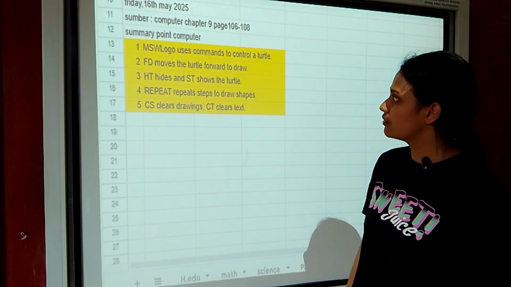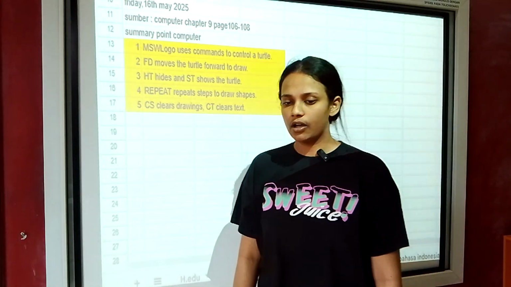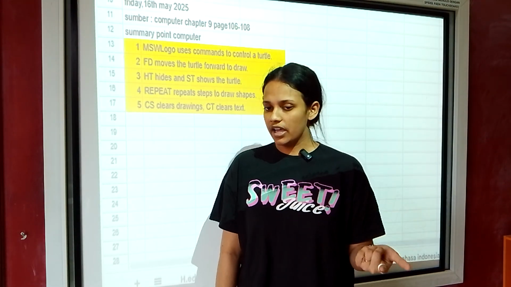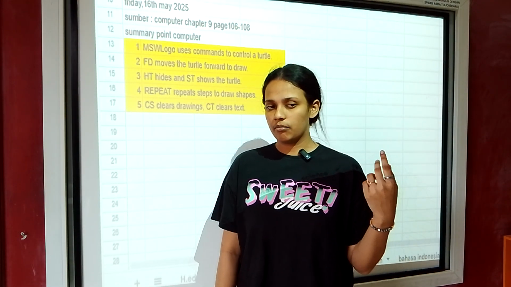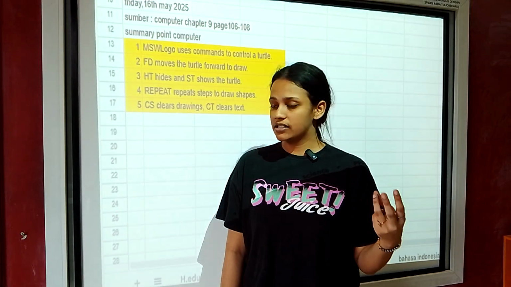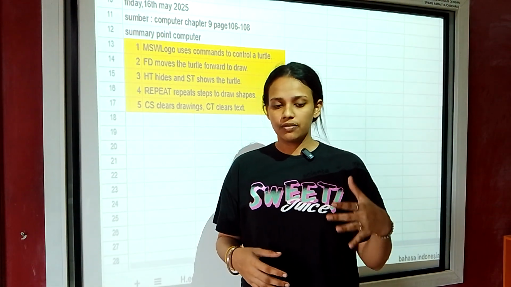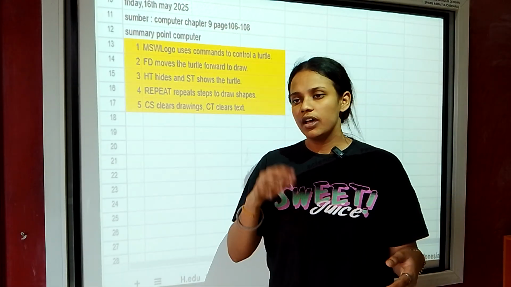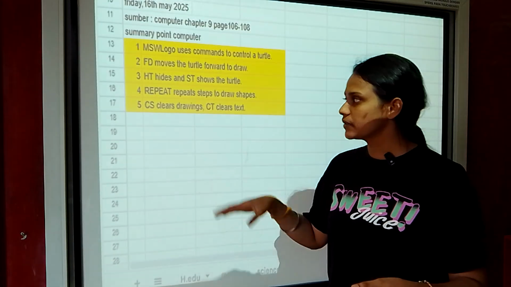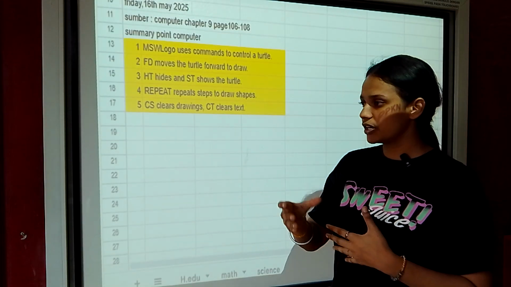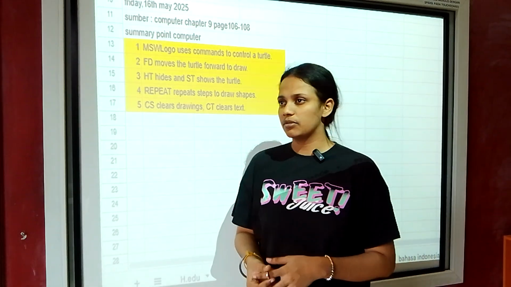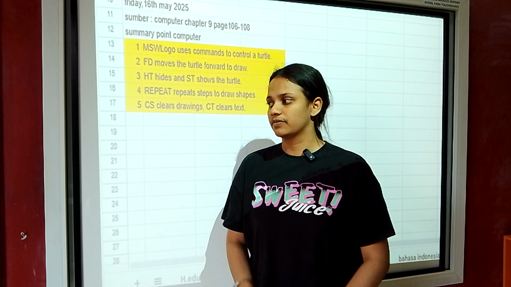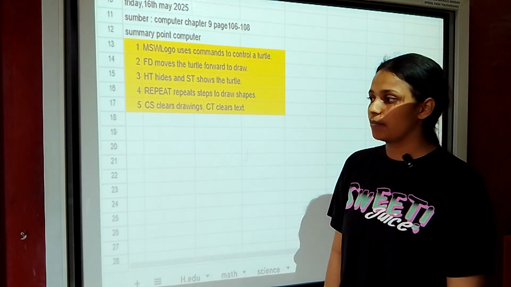Next, FD moves the turtle forward to draw. So we have some instructions for the turtle like FD, right, backwards, and left. They help us control the turtle to draw lines and make the shape that we want by using commands. So FD moves the turtle forward to draw a line. For example, if we type FD 90, the turtle will move 90 steps forward, based on our instruction.